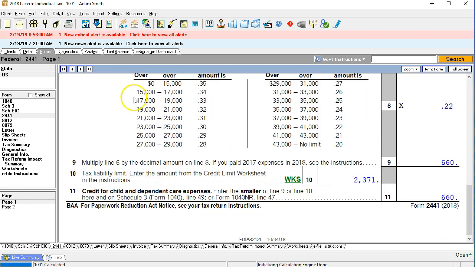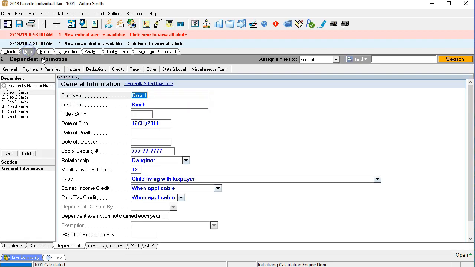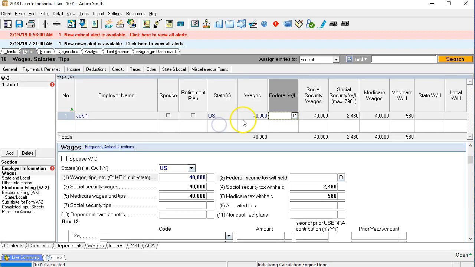Now, what we're going to do is say, well, what would happen if there was no income? What if we say that income was gone, no income?